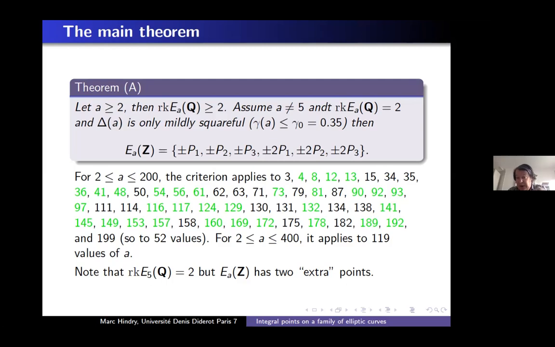And the numbers in green are the new numbers for which we can prove the same result. So it applies for 52 values, so something like 26% of the values of A, which is better, of course, than 10%. You notice also that there's one exception. It's for A equals 5. The rank is 2, but there are 2 extra integral points, as I already pointed out. So I will give, just a bit later, an explanation for that.